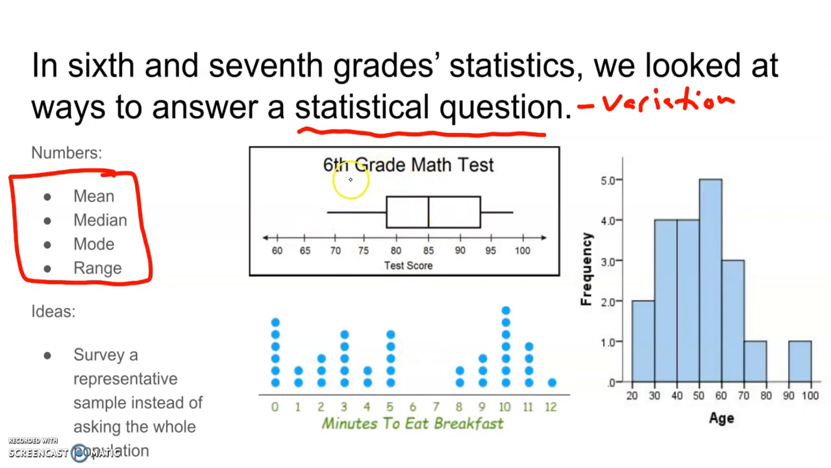This is called a box and whisker chart. Say the statistical question is, how did you do on the math test? That would vary. Not everybody did the same on the math test. We made a box and whisker chart like this to answer the question, or sometimes we made histograms, or line plots or dot plots to answer a statistical question. These are all just ways to show variation in answers. That was how we answered a statistical question.